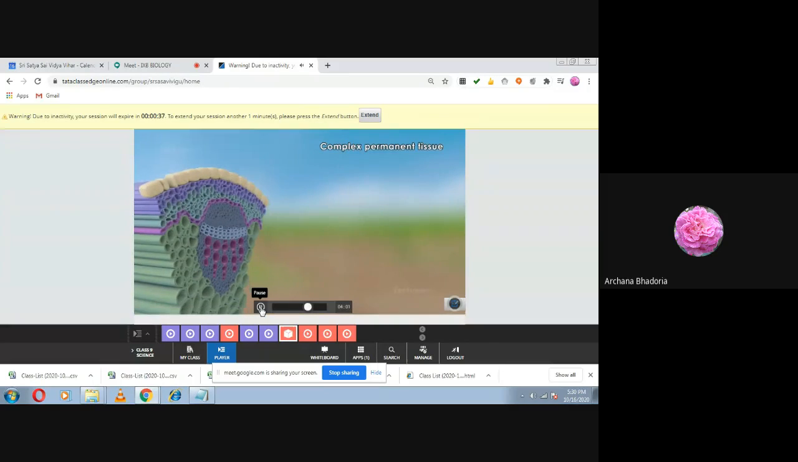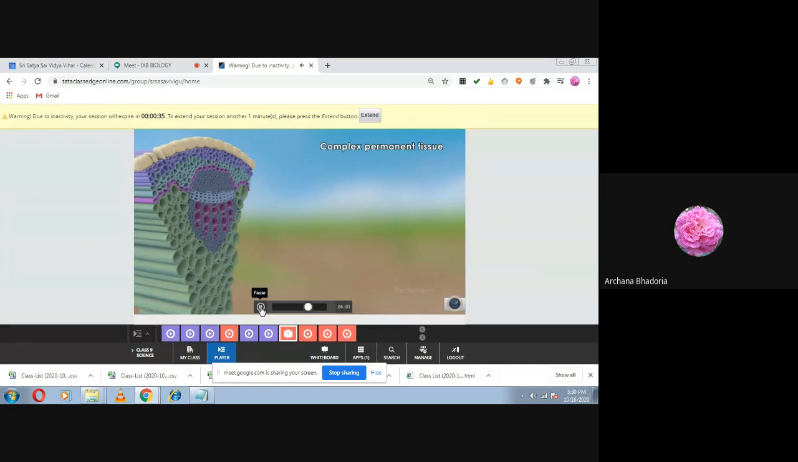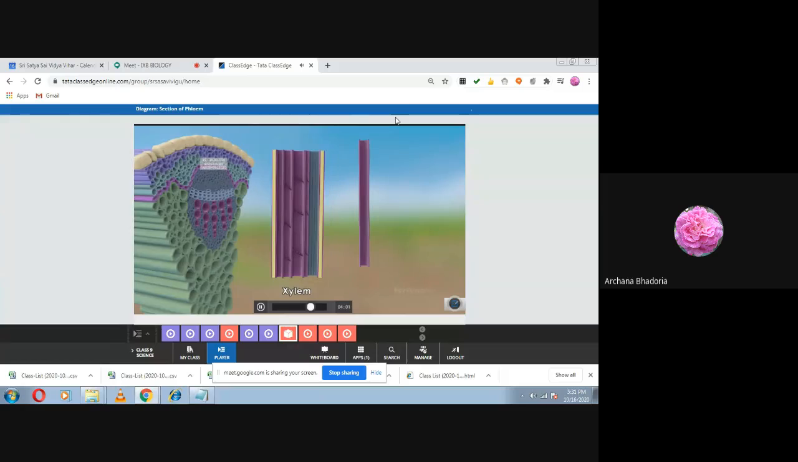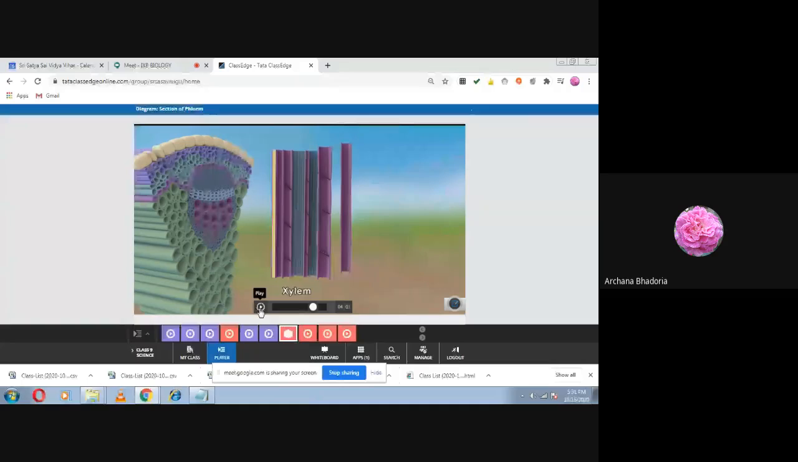Complex permanent tissues are composed of more than one cell type. Xylem and phloem are both complex permanent tissues. Xylem tissue includes tracheids and vessels, which are dead, hollow cells with sloping walls. So now everyone try to see here and note down. The xylem consists of tracheids and vessels. Both are dead cells. I said just now, children, that xylem is technically wood.